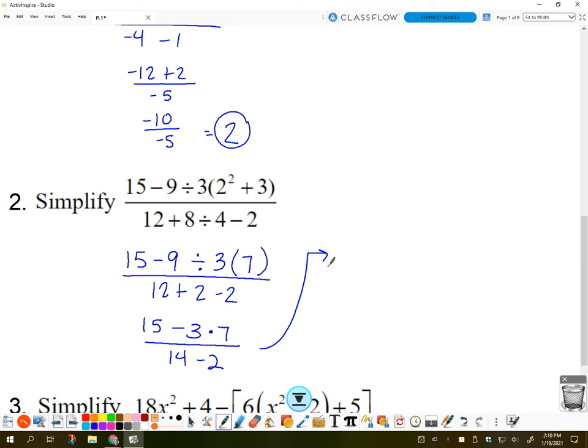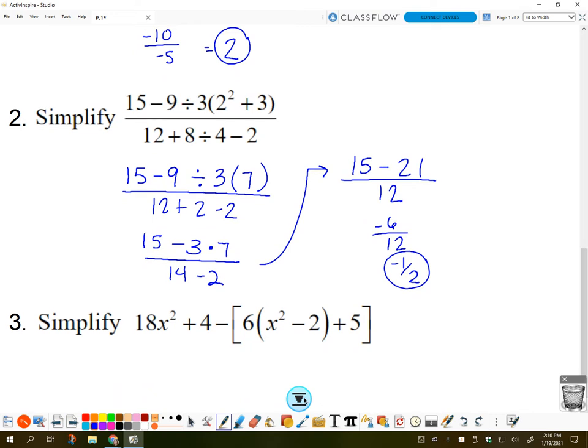All right, so next on the numerator, we have to multiply before we can subtract. So it'll be 15 minus 21 because 3 times 7 is 21. And our denominator, we're now down to 12. All right, so now back to the numerator. 15 minus 21 is going to be negative 6. Divide that by 12, and we have negative 1/2 as our simplified fraction.